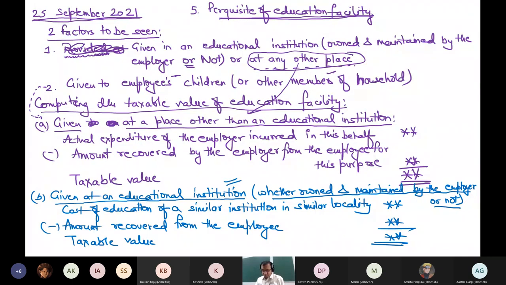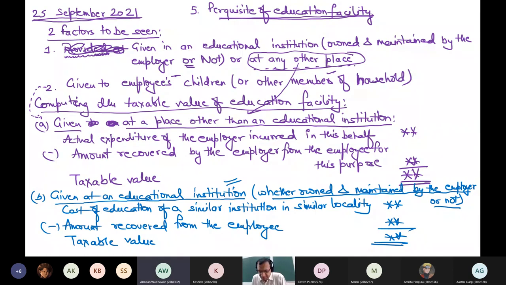Sir, how will we decide the cost of education of a similar institution? What's the parameter of a similar institution? No parameter, no parameter. On an assumption basis, for examination purposes, it will be given to us in the question. But in real life, you decide as per your own wish. If the department raises any objection, then they think of going into the parameter. Otherwise, for such a small level, no dispute comes. It is open-ended. You decide yourself.